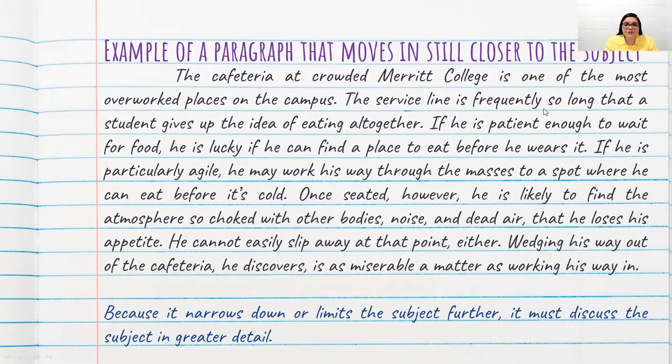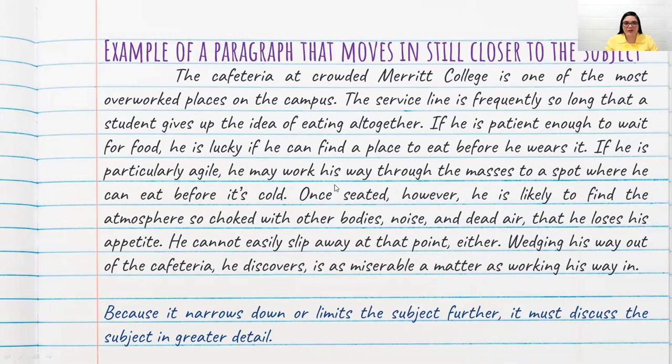The service line is frequently so long that a student gives up the idea of eating altogether. If he is patient enough to wait for food, he is lucky if he can find a place to eat before it is cold. If he is particularly agile, he may work his way through the masses to a spot where he can eat. Once seated, however, he is likely to find the atmosphere so choked with other bodies, noise, and dead air that he loses his appetite. He cannot easily slip away at that point either. Wedging his way out of the cafeteria, he discovers, is as miserable a matter as working his way in.